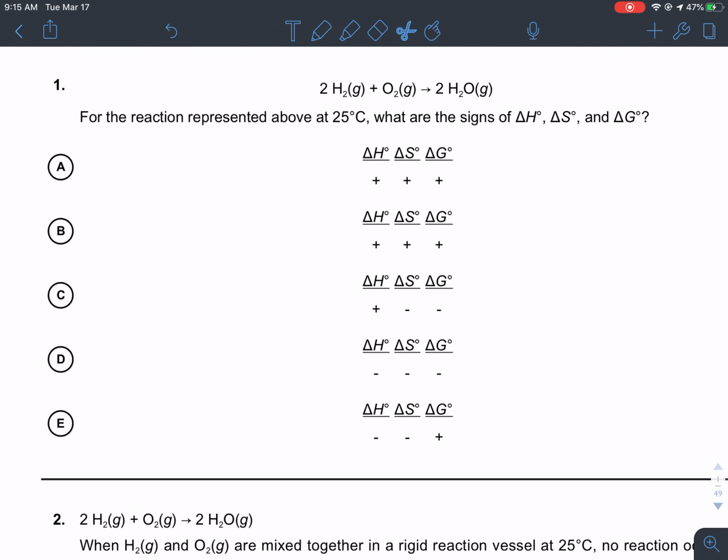Okay, I really didn't like this question because there's a couple things that I don't like about it, and I'll show you. Okay, for the reaction represented above at 25 degrees Celsius, what are the signs of delta H, delta S, and delta G? All right, so let's take a look at delta S.